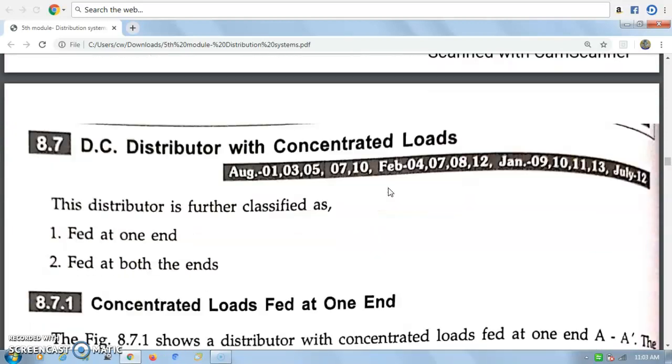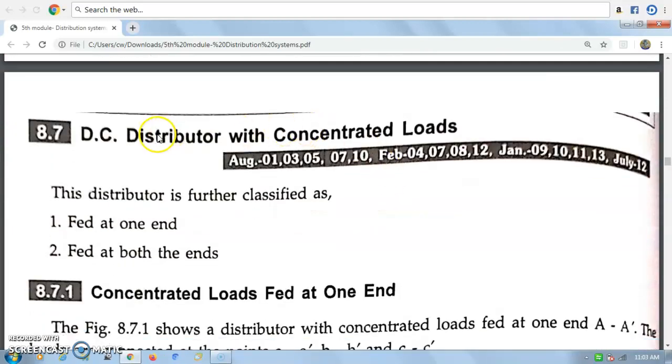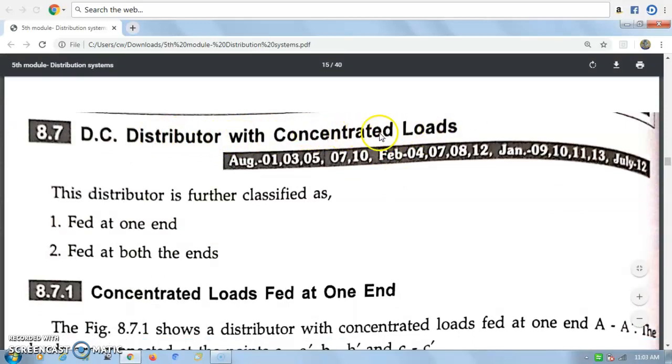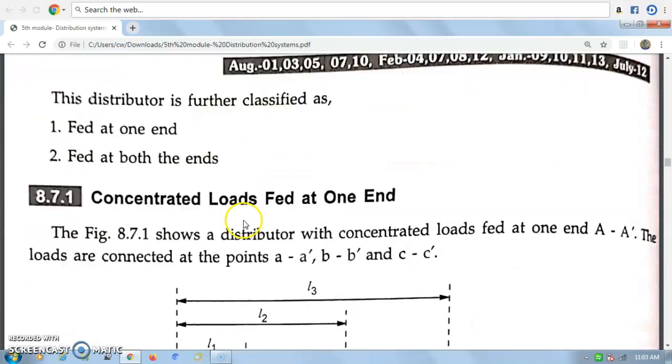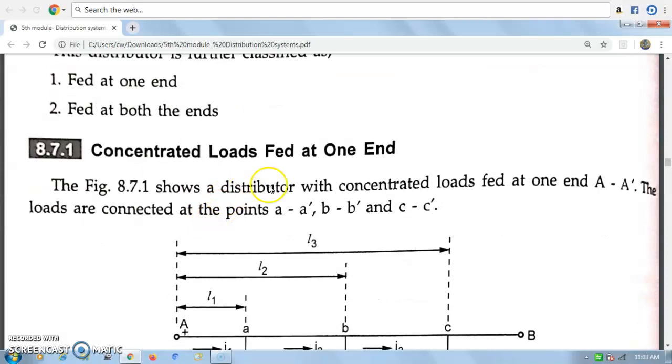Okay. First, let's have a discussion on types of DC distributor with concentrated loads. Only the load is fed at particular points. So here there are two types: fed at one end and fed at both ends. It may be equal and unequal voltages. Okay, we'll see it later. First is concentrated loads fed at one end.